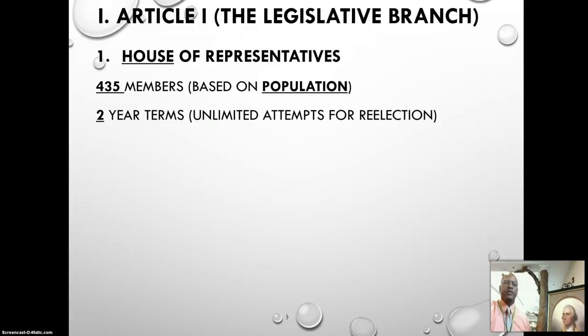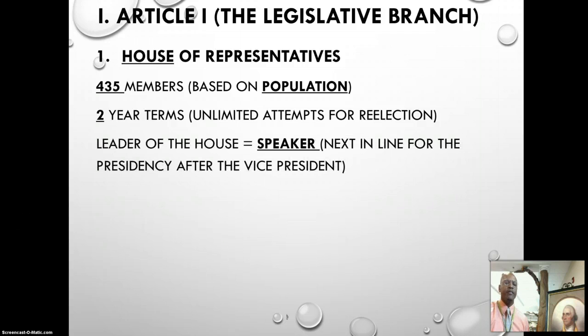In the House of Representatives, members serve two-year terms. They can be reelected as many times as they want, as long as the people will have them and as long as they run. Generally, those in the House of Representatives would run for several terms before desiring to go on to become senators. The leader of the House of Representatives is the Speaker. What's unique about the Speaker is that if something happens to our president or our vice president, he or she would become the commander-in-chief, in charge of our nation.